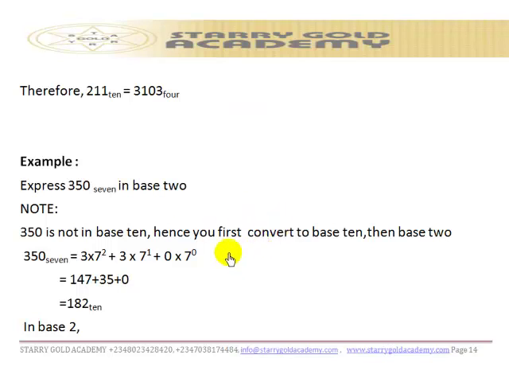So in other words, you have 3 times 7, your base, raised to power 2. That's because the 3 is in the hundreds position, which carries the power 2, plus 5 times 7 raised to power 1, plus 0 times 7 raised to power 0.